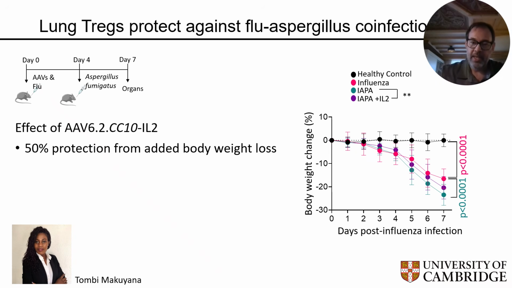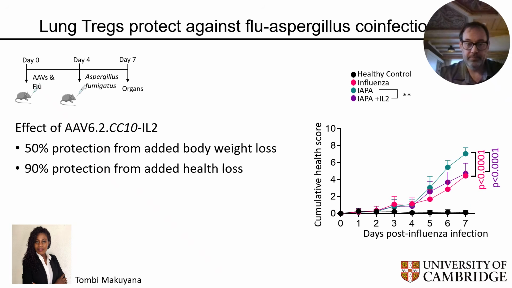Now this is data showing weight loss, and of course uninfected mice are quite healthy, whereas influenza-infected mice are losing weight, about 15% of body weight. If we have the co-infection, we're losing more like 25% of body weight, and these mice will reach a level of sickness where we have to put them down. But if we've given them the co-infection and we've boosted the regulatory T cell number, then we're removing about 50% of the extra body loss. So we're protecting the mice from a lot of the extra body weight loss.